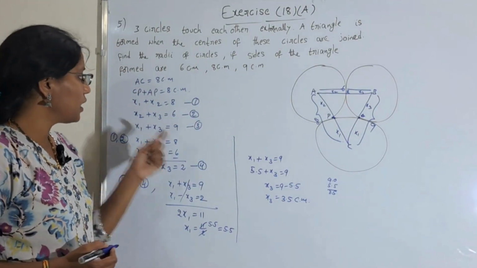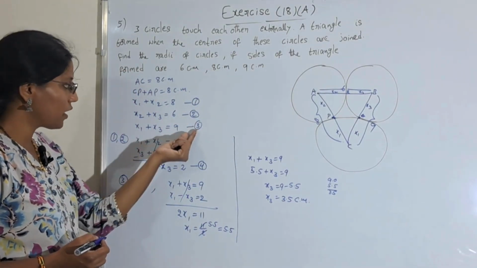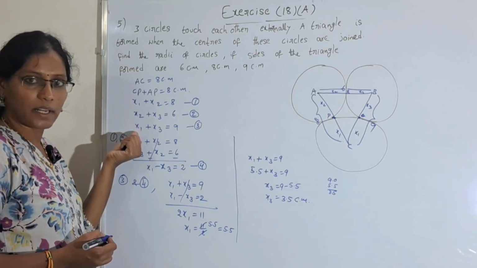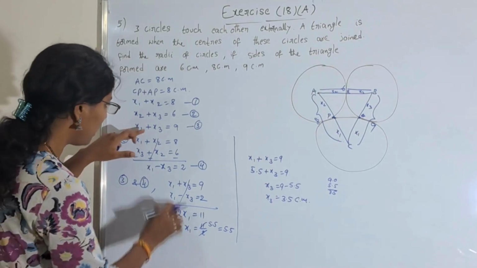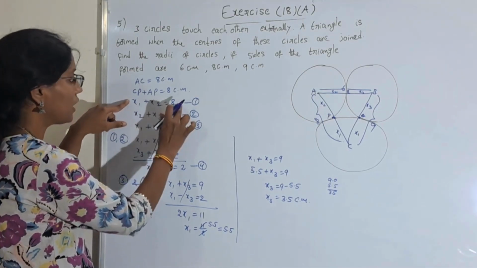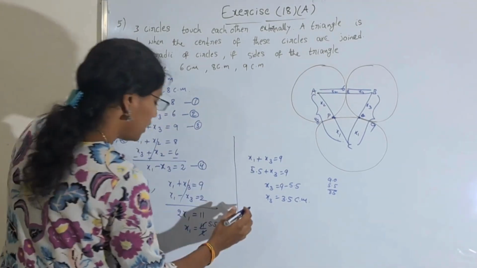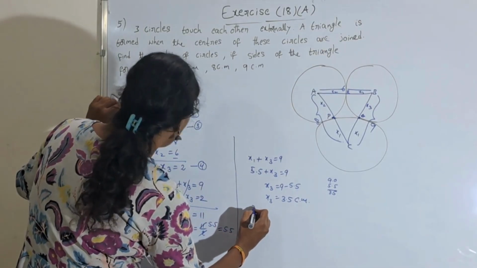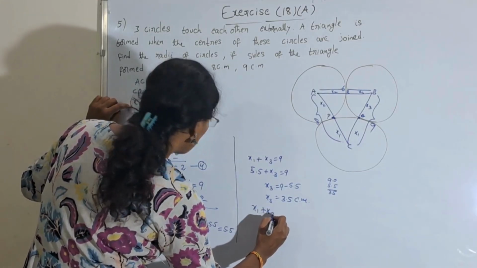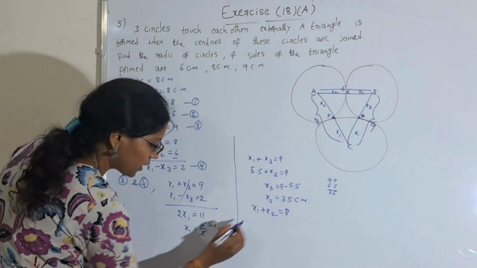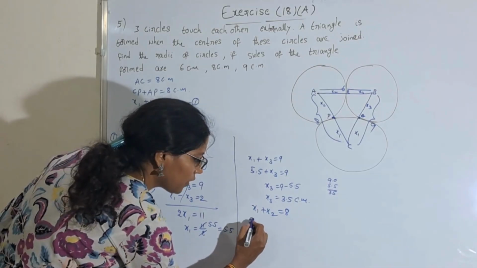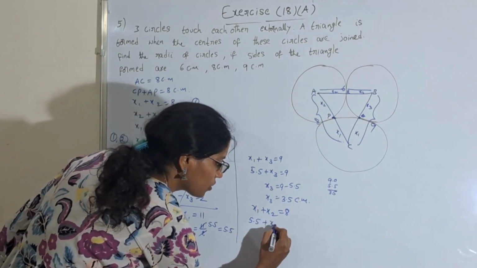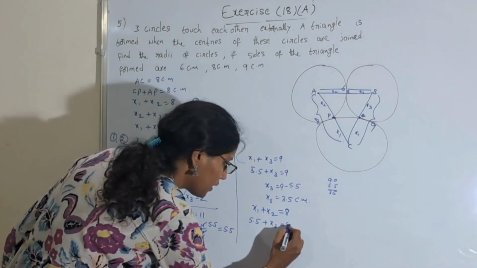Next, here x3 substitute, here equation 3, x1 we will get. x1 already finished and x3 also finished. Here equation 1 we have to substitute. Here x1 value substitute in equation 1, x1 plus x2 is equal to 8. Here x1 value how much? 5.5 plus x2 is equal to 8.